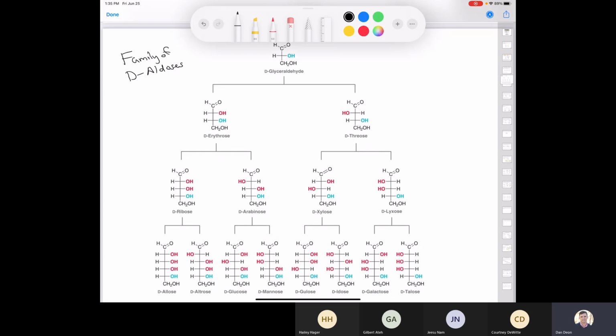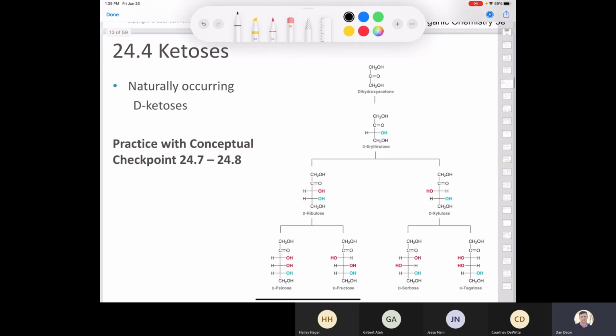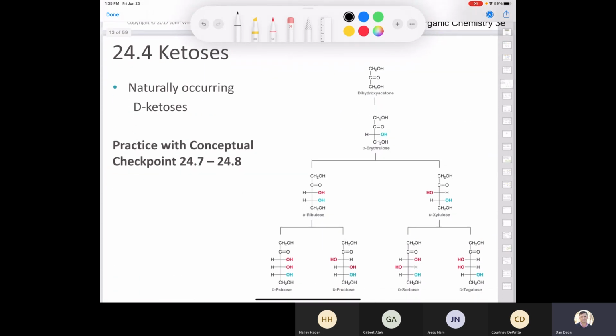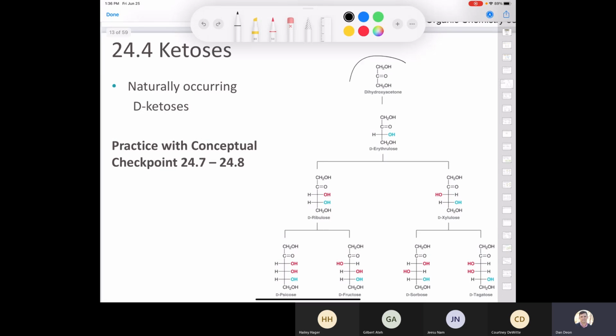Yes, but we're not really going to stress about that in Chemistry 3111. Now, for ketoses, we start with the simplest possible ketose, which actually has no chiral center in it, unlike glyceraldehyde, which is a triose. It has 3 carbons. Well, this is a keto triose. It has 3 carbons, but it has no chiral center.